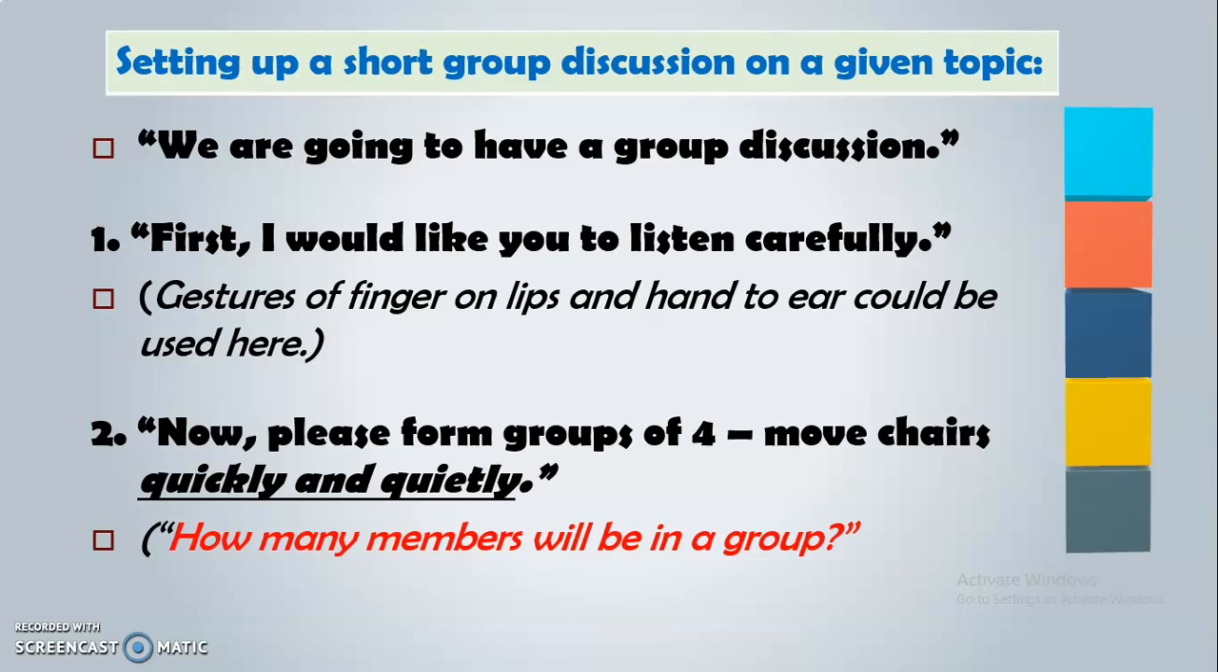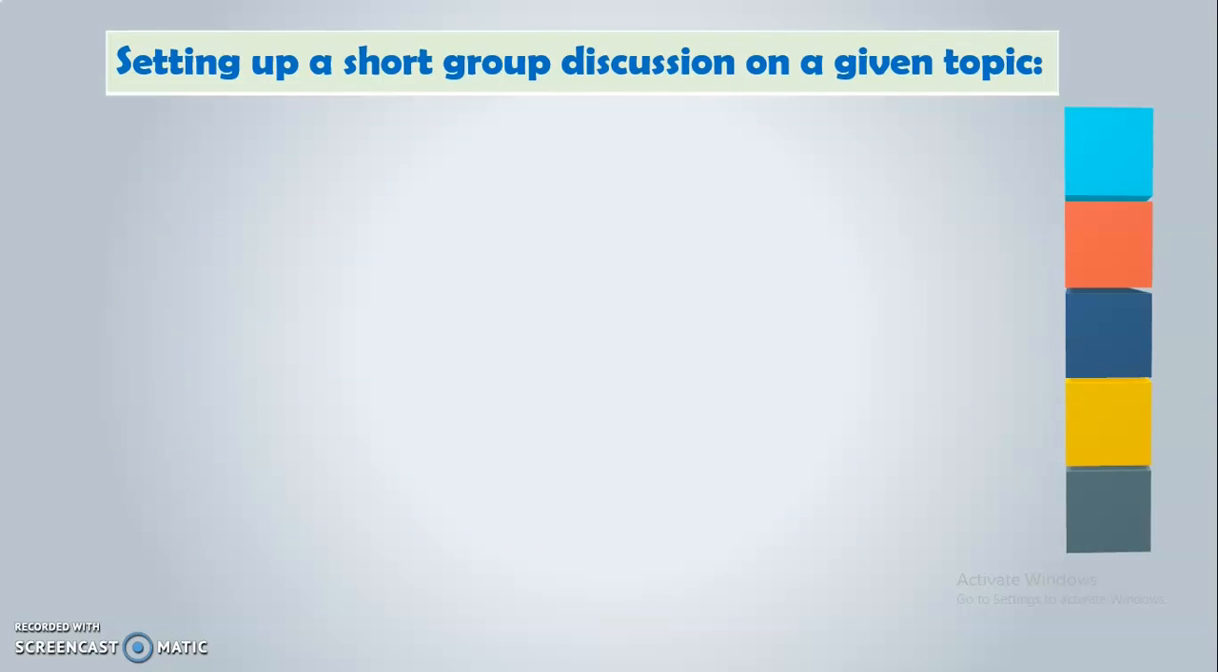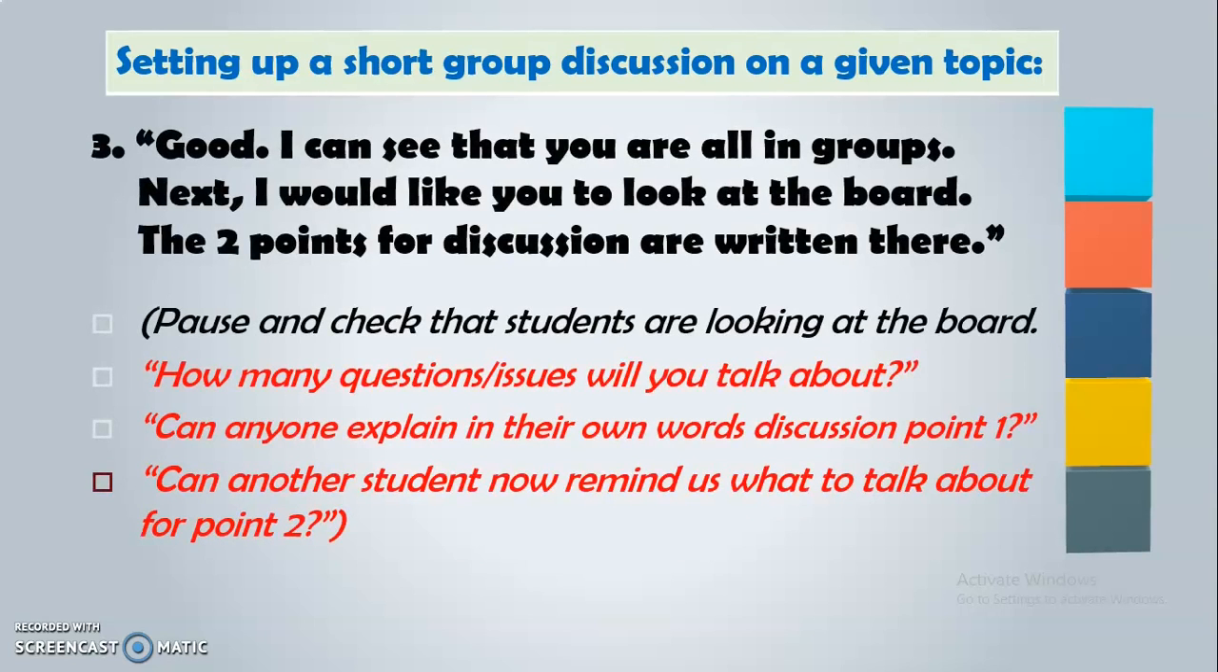Now, the concept checking strategy comes. How many members will be in a group? Once you have checked that, you're going to continue to the third instruction. Good. I can see that you are all in groups. Next, I would like you to look at the board. The 2 points for discussion are written there.